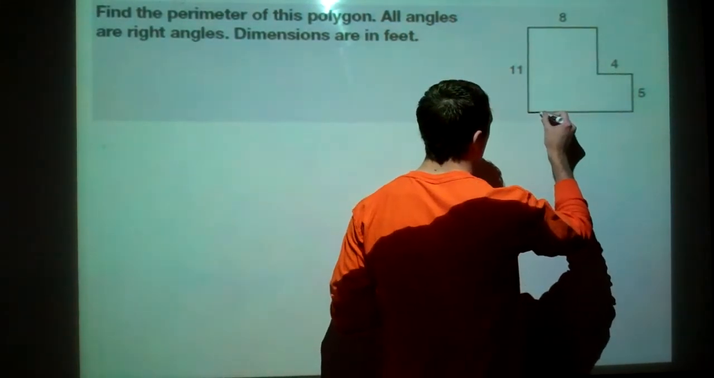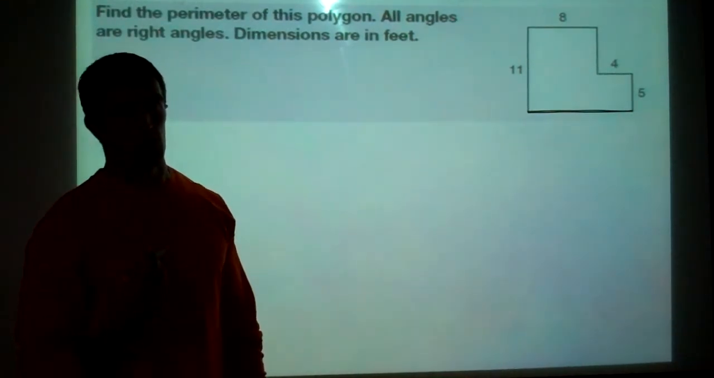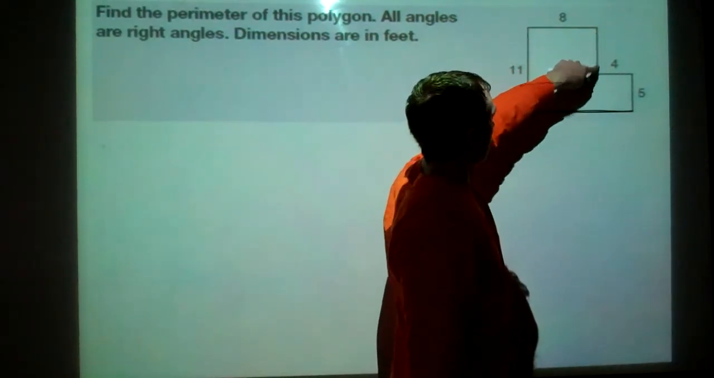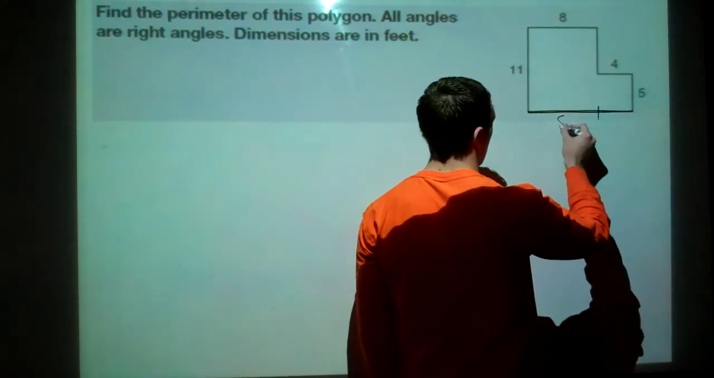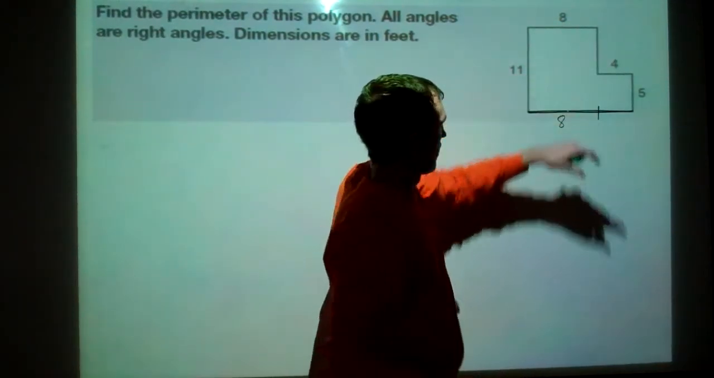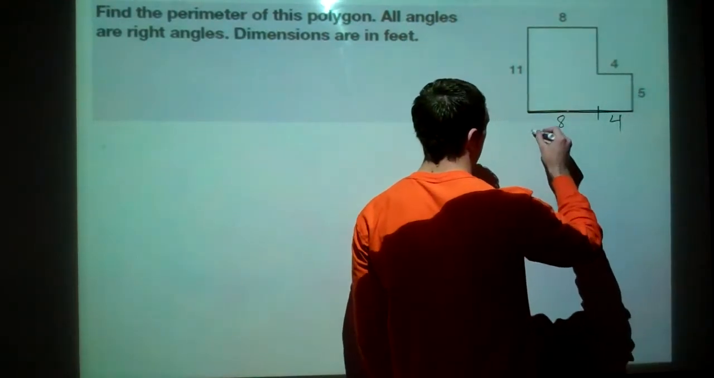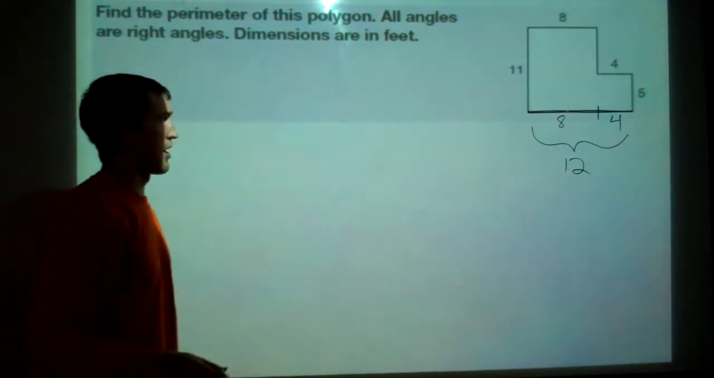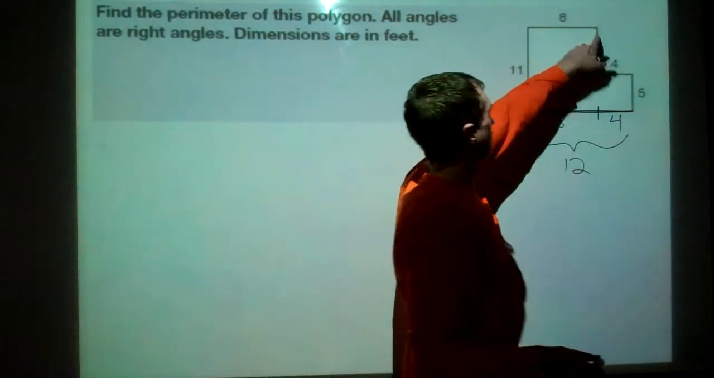Well, we look here. That's the whole thing, the whole bottom part there. And we know that from here to here, it's 8. So if we were to extend this down, we'd have 8 for length there. And then the rest of it looks like it's 4. So if we add that together, we get a 12-foot bottom there. Now we look at our other missing part right here.